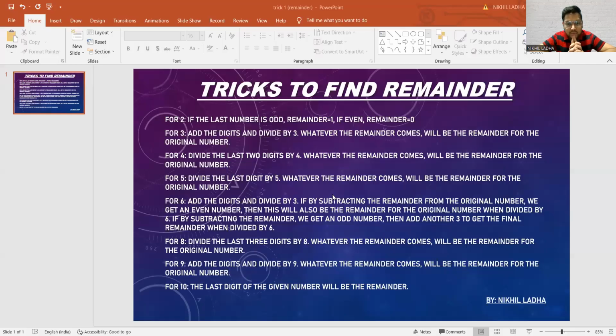You can see that we have prepared a slide, the tricks to find the remainder. We have given the tricks for 2, 3, 4, 5, 6, 8, 9, and 10. So for 2, it says if the last number is odd, the remainder will be 1. And if it is even, the remainder will be 0.